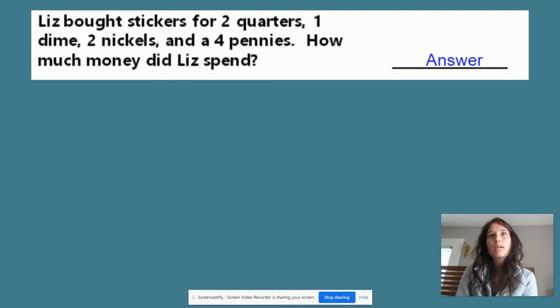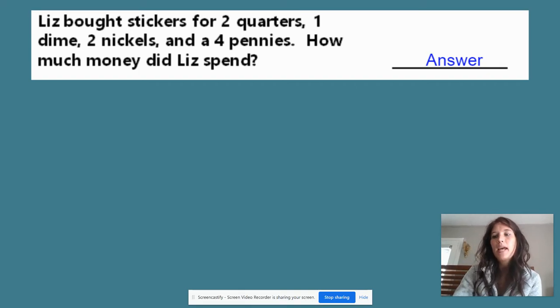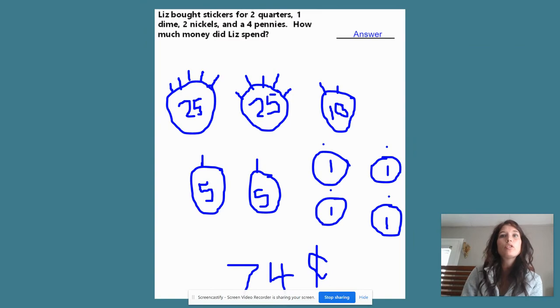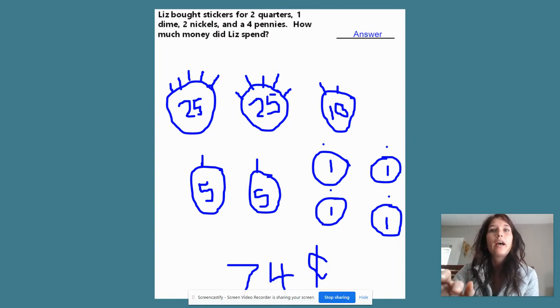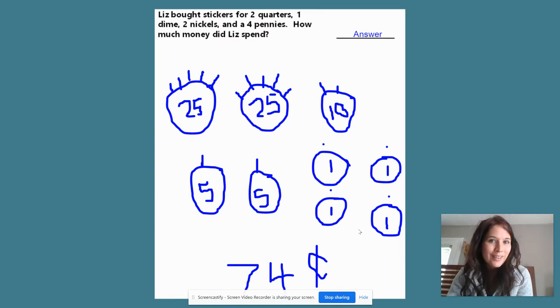All right. Now, sometimes you're given story problems instead of coins and asked to count it up. So let's read our story problem. It says Liz bought stickers for 2 quarters, 1 dime, 2 nickels, and 4 pennies. How much money did Liz spend? So to do this, I'm just going to draw a picture for it. Look how my coins are. They're nothing special, especially because I was drawing with a computer mouse. But I just drew 2 quarters, quarter 1, quarter 2, count by fives.